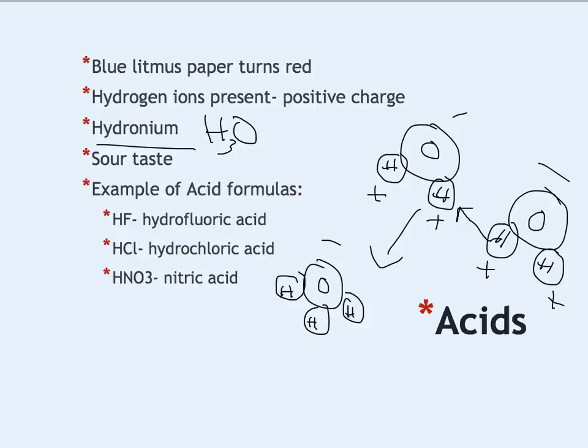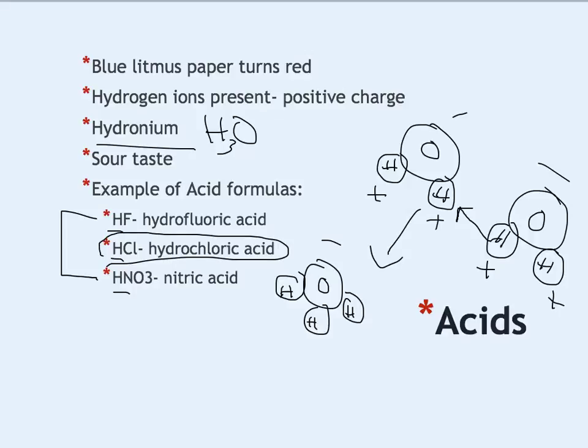Other characteristics of acids, they have that sour taste, they can conduct electricity. The big thing is the blue litmus paper turns red, and you're having hydrogen. You're always going to have hydrogen present in formulas for acids. So if you take a look over here, hydrofluoric acid, hydrochloric acid, nitric acid, all of those have hydrogen present. Hydrochloric acid is one you want to remember because that's the one that's in your stomach.